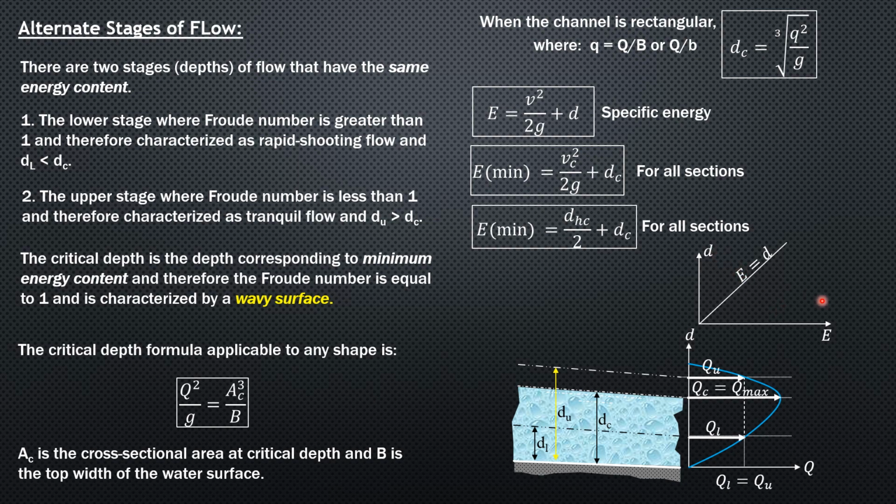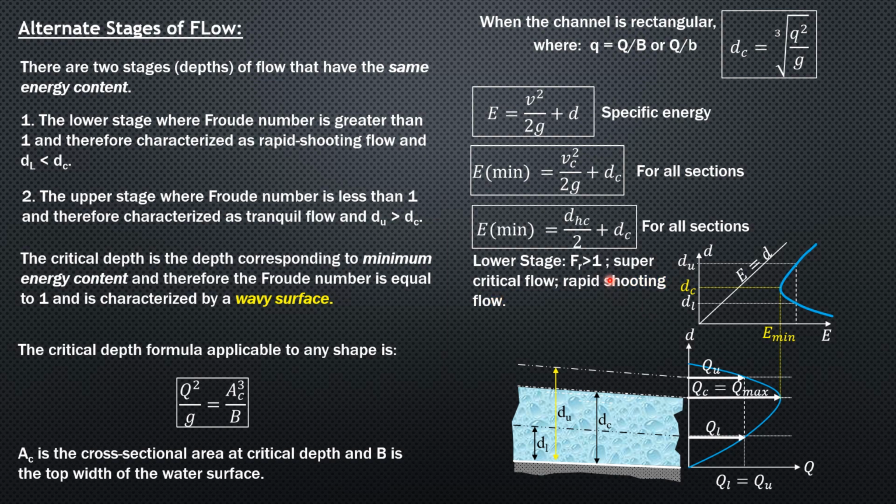Then if we plot depth versus energy, the curve will be asymptotic to E equals D, because as the depth increases, the velocity head decreases and becomes negligible, but it will not touch, of course, the line E equals D. So that's the curve, and at this level here, we have minimum energy content that corresponds to the critical depth. And for the alternate stages of flow, depth in the lower and in the upper, they have the same energy content. So that's why they are vertically aligned. But at the critical depth, the content of energy is minimum.